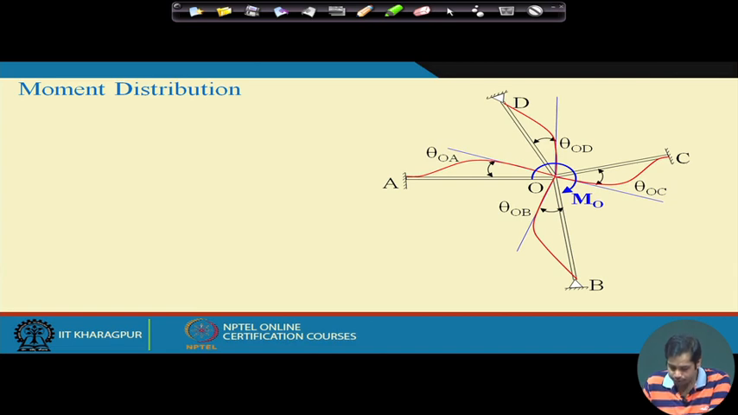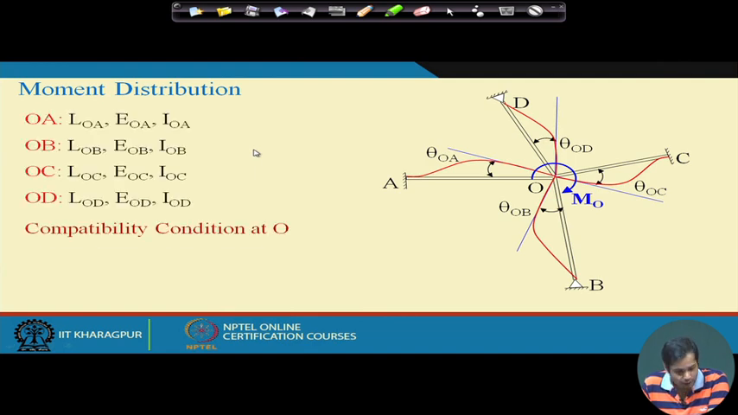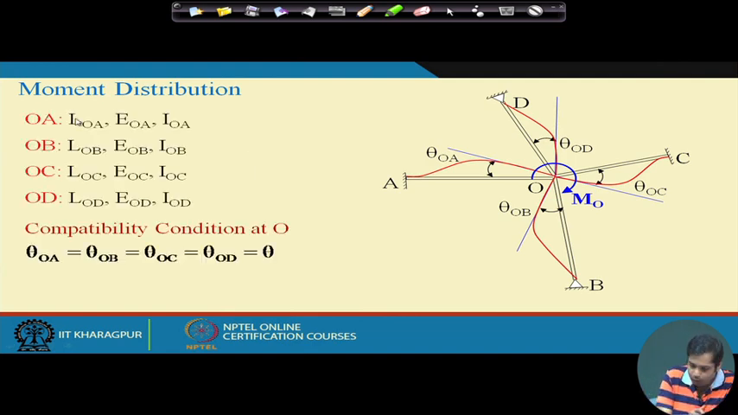Now, let us derive a very general formulation. All these members have different lengths, different Young's modulus and different second moment of area, and these are denoted by subscripts.